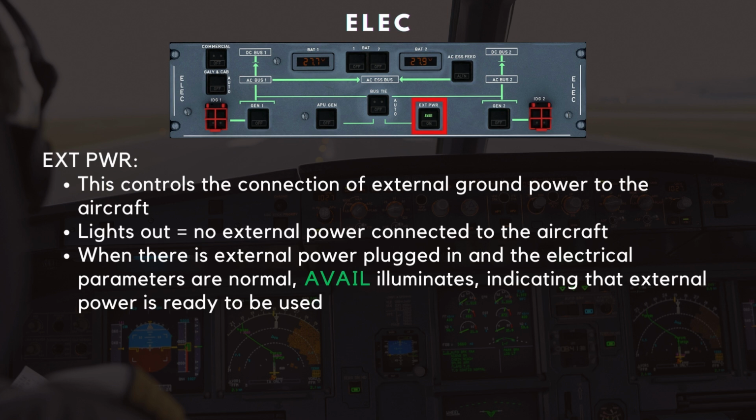The final control on the electrical panel is the external power push button. This controls the connection of external ground power to the aircraft. In the lights out position, there is no external power connected to the aircraft. When there is external power plugged in and the electrical parameters are normal, the green avail light illuminates, indicating that external power is ready to be used.